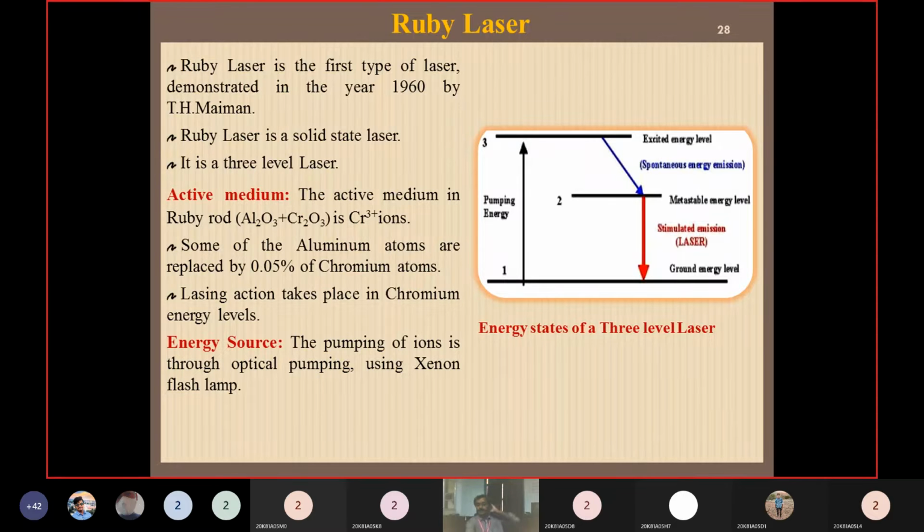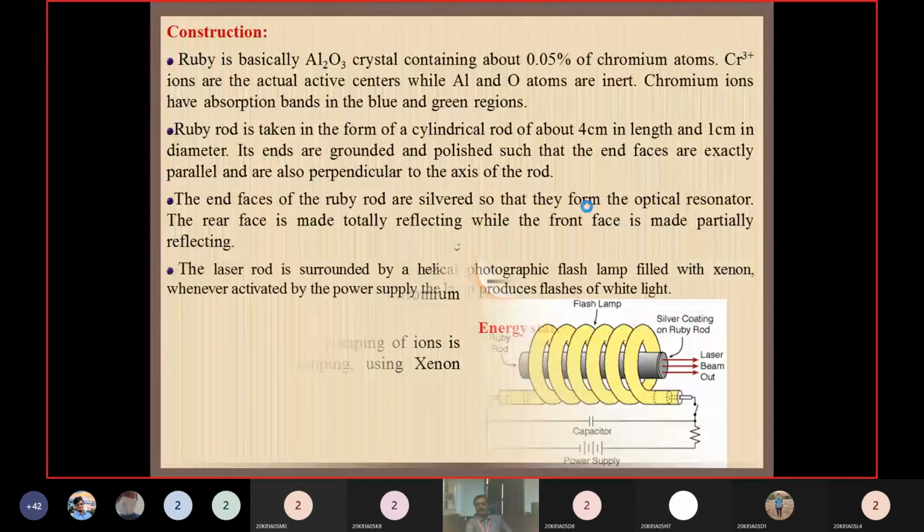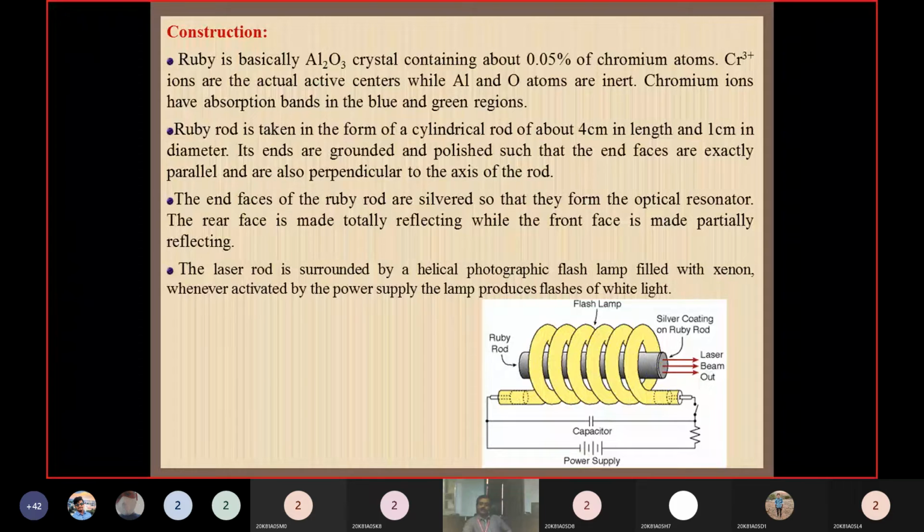See here, this is a 3-level laser system. The ruby laser is a 3-level laser system. This is the first excited state, that means the second energy level. This is the second excited state, that means the third energy level. The first energy level is the ground state. The second energy level acts as a metastable state here.